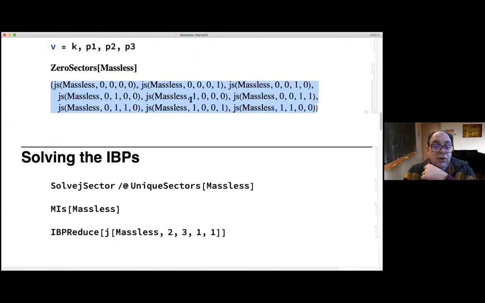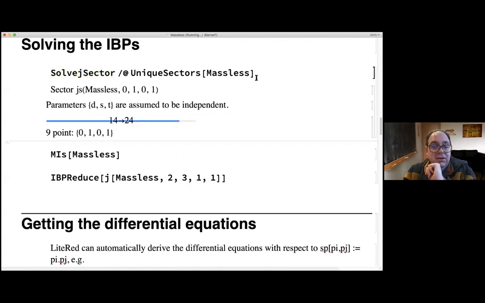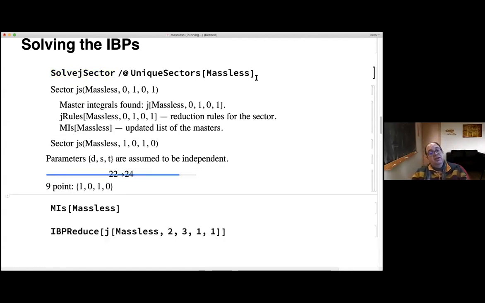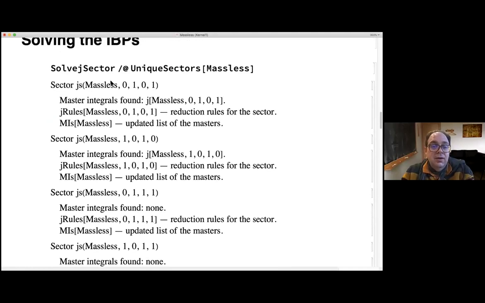Good. So now I've found the recursions. Now I can even ask the code to solve them. So let's run that. For the syntax you need to look at the manual, but this essentially just solves the recursion relations. And it does it now sector by sector. So it first solves the recursion relations when nu1 is negative, nu2 is positive, nu3 is negative, nu4 is positive, and it says, I found a master.